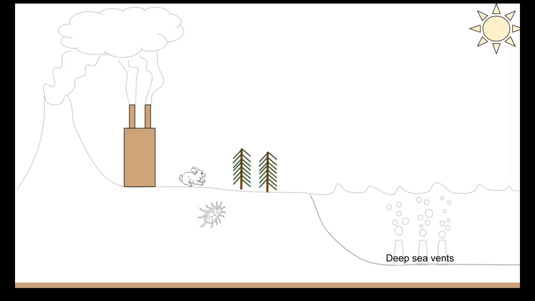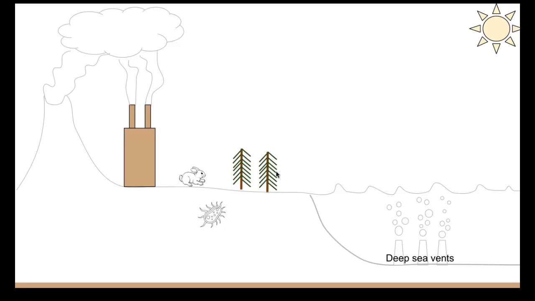This is the outline for the sulfur cycle. If you want to pause it and draw this to begin with, you should do that right now. Are you done? Good. So we're going to start with the living organisms. We have a rabbit, we have some bacteria in the soil, we have some trees.